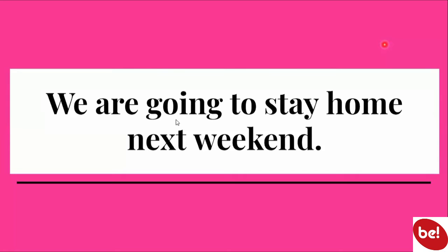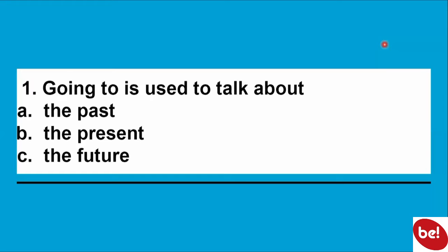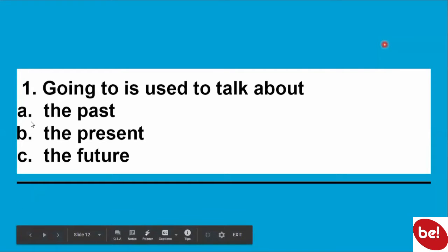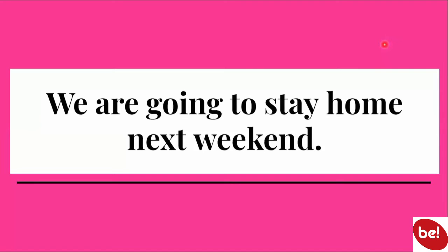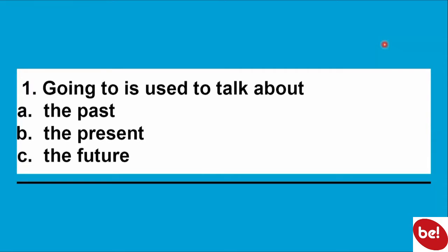Sorry. And I have a question for you. So we are going to talk about our plans for next weekend. So I have a question. Going to is used to talk about the past, the present, or the future. Okay, so we have here three options, and the correct option is letter C, the future. Very good. So going back to the question, we are going to stay home next weekend.